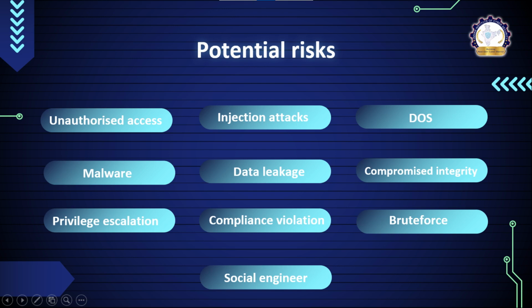Next one, we have social engineering attacks. Attackers may attempt to exploit vulnerabilities in an API to launch social engineering attacks, such as phishing or spear phishing, to trick users into revealing sensitive information or credentials.